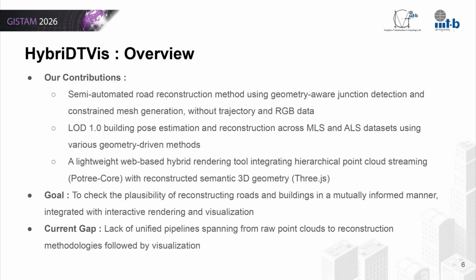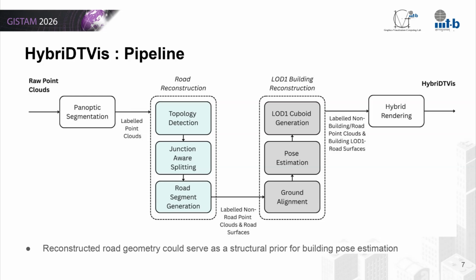one major gap we identified and we address here is the lack of unified pipelines from raw point clouds all the way to reconstruction and visualization. So the state of the art we have now mainly focuses on separate workflows. This brings us to our proposed pipeline, HybriDTVis. We start with raw point clouds, which first go through panoptic segmentation, giving us semantically labeled and instance-aware data.